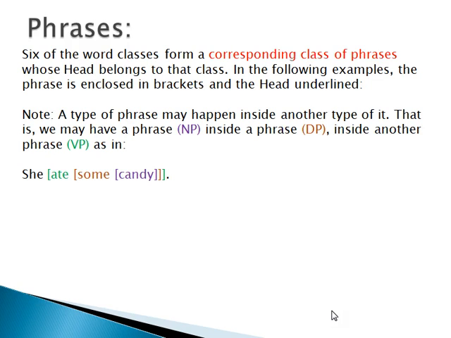A type of phrase may happen inside another type of it. That is, we may have a noun phrase, candy, in the sentence "She ate some candy." Candy is a noun phrase. But some candy is a determinative phrase. Okay? So, if we take candy, it's a phrase. And some candy is also a phrase, a determinative phrase. And also, it is inserted inside the verb phrase, ate some candy.